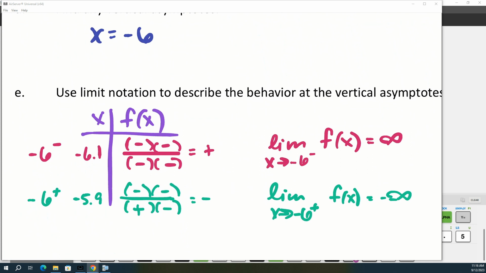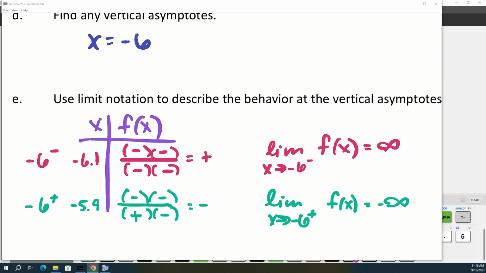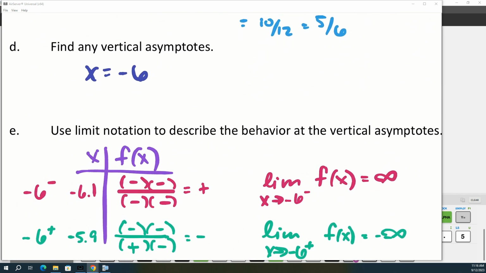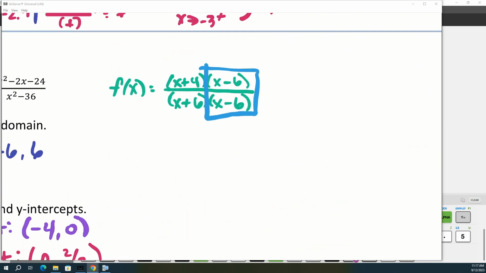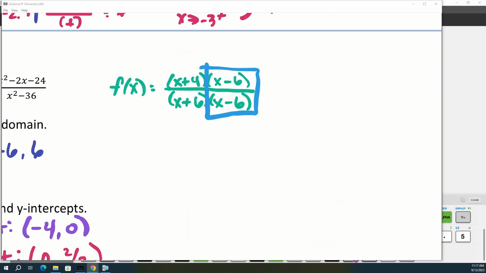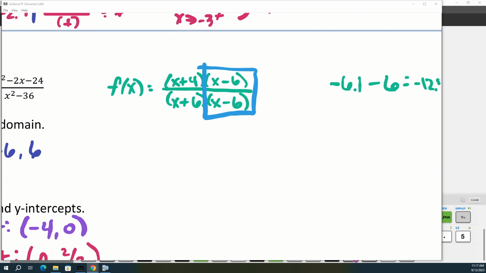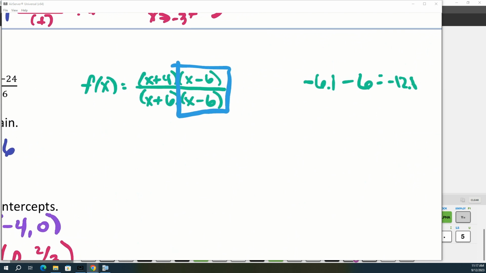Why is the right one on the top? Like, on -6.1, on the right. No, both of them. Okay. Well, if you take -6.1 and you subtract 6 from it, that's -12.1. And that's the top and the bottom.